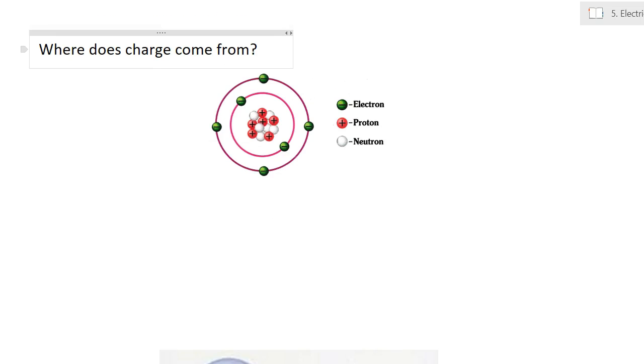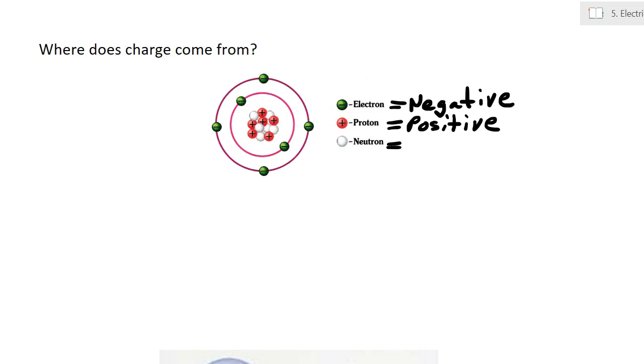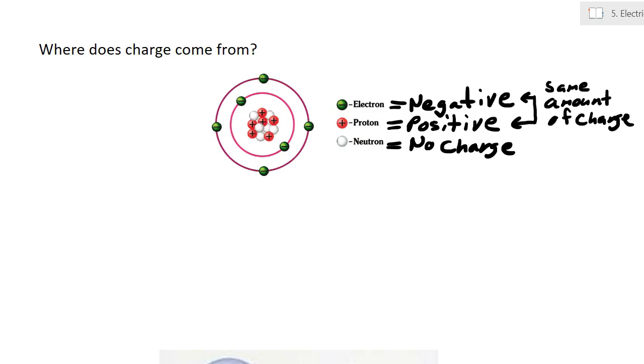So where does charge come from? Well, inside the nucleus, or inside an atom, there are three kinds of particles. There are electrons, which are negative, there are protons, which are positive, and there are neutrons, which have no charge or are neutral. Both the negative electrons and the positive protons have the same magnitude of charge, so they have the same amount of charge, but opposite.